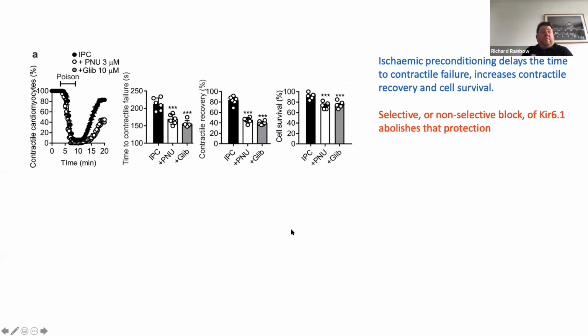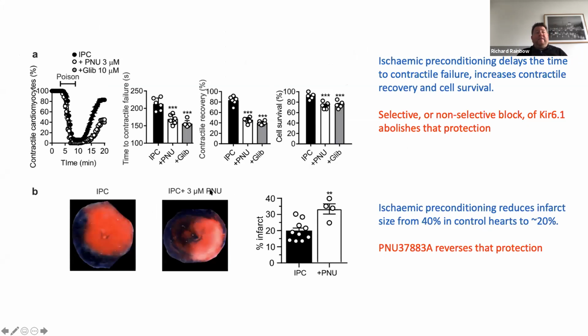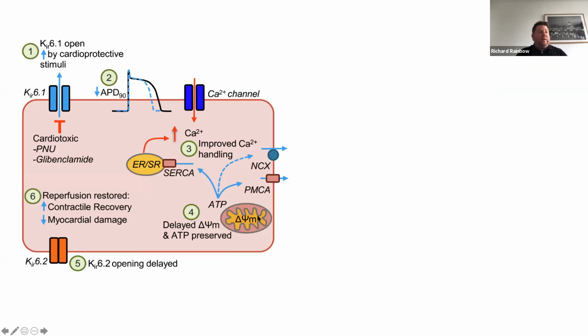So again, we've shown that our ischemically preconditioned cells show a larger contractile recovery. They've got this delay in their time to contractile failure, suggesting that their ATP depletion is slower, and they've got this increased cell survival. And all of those can be reversed by selectively blocking that channel. And again, in ischemically preconditioned whole hearts, we can show that PNU reverses that protection. So we think we've got some really nice data now suggesting that we've got some sort of mechanism of how Kir6.1 might be protecting cells.